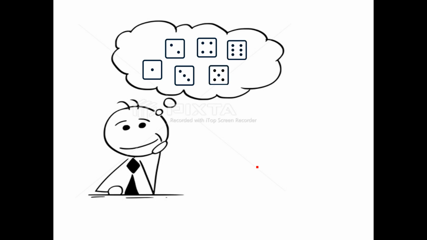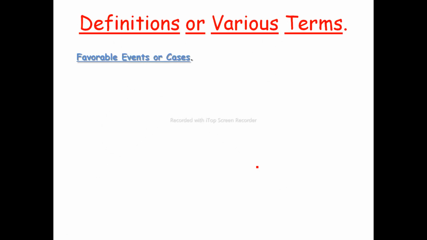So this is known as exhaustive event. The maximum number of outcomes that is possible is known as exhaustive event. Next term is favorable event or favorable cases. Now favorable means this should occur, then I will win.